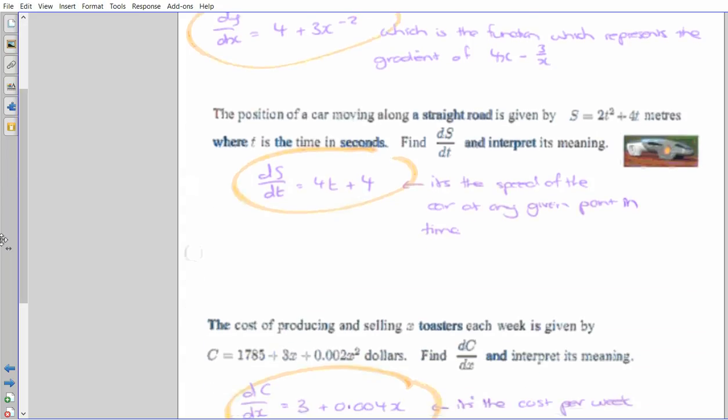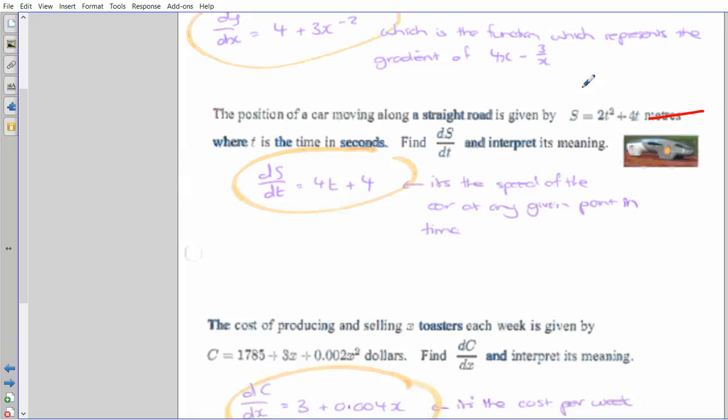So the position of a car moving along a straight road is given by s equals 2t squared plus 4t in meters. So meters isn't part of it, it's just the units. So ignore it if that's confusing you. Where t is the time in seconds. Find ds dt. It's like saying dy dx and interpret its meaning. It's just because instead of y and x, we've got s and t. That's why they say ds dt. So they want you to find the gradient function of this and interpret its meaning.